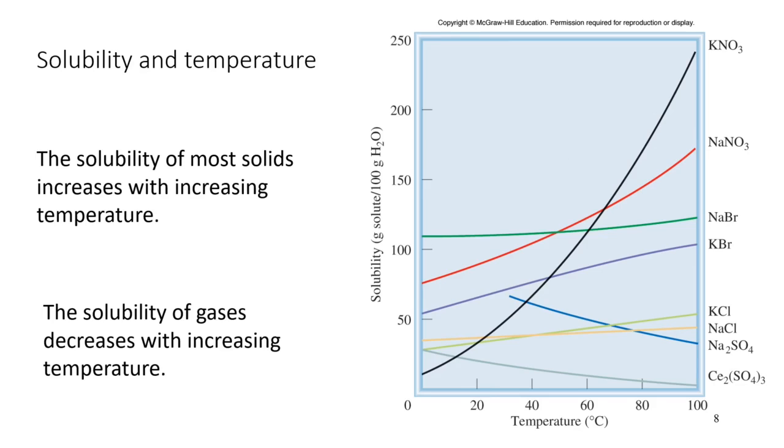Speaking of solubility, let's talk about the factors that affect solubility. Most solids have a solubility that increases as the temperature increases. Not all. You can see there's a couple here, sodium sulfate and cerium sulfate. Both have declining solubility with increasing temperature, but for the most part, most solids have a higher solubility at high temperatures than at lower temperatures. But gases are another story altogether. The solubility of gases decreases with increasing temperature.